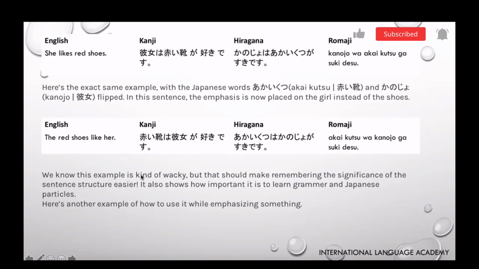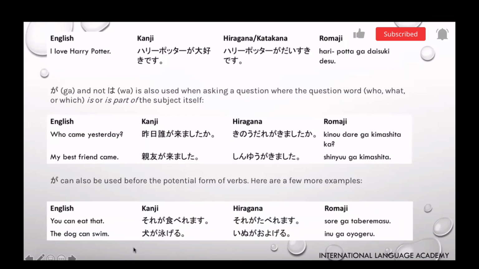We know this example is kind of vague, but that should make remembering the significance of the sentence structure easier. It also shows how important it is to learn grammar and Japanese particles well. Here's another example of how to use it while emphasizing something. Earlier we studied the wrong example and the correct example. So here are some more examples of how you can use the ga particle. First one, I love Harry Potter, right? We all love Harry Potter, right?